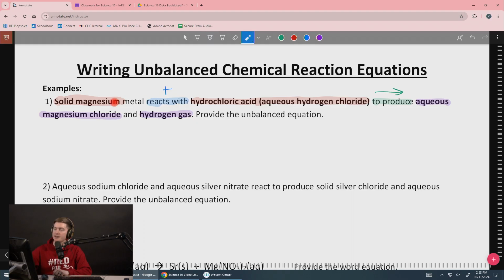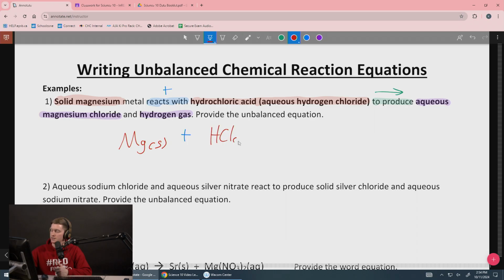The things I've highlighted in red are the things that react together. Things I've highlighted in purple are the things that we end up with at the end. We can write out the formulas for these things. Solid magnesium metal. Magnesium metal is Mg. They're telling us it's a solid, so we can give it that solid state. Reacts with, we'll give a plus sign here, hydrochloric acid, aqueous hydrogen chloride.